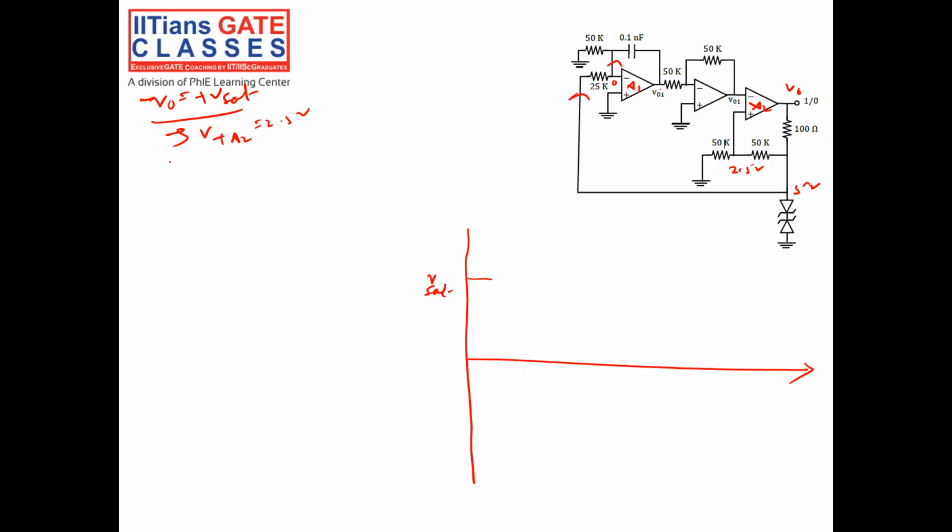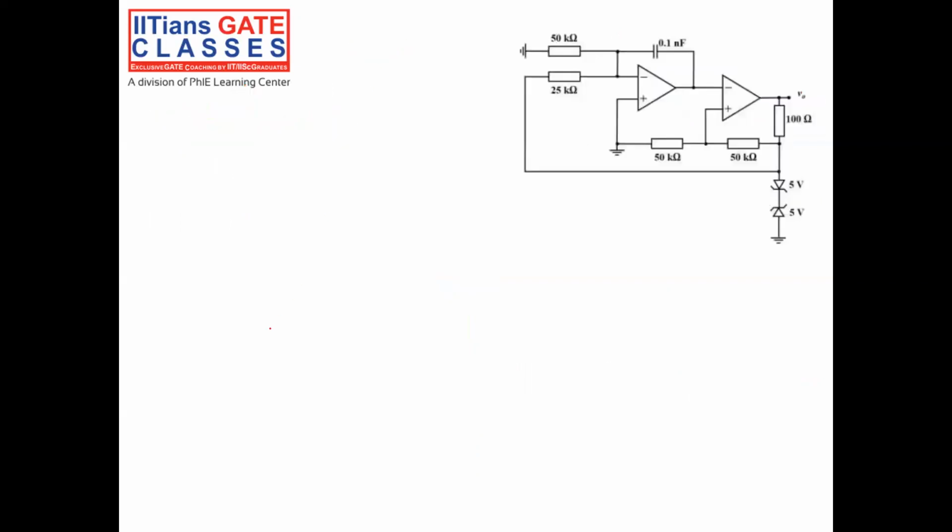So my current I will be 5 volt divided by 25K, right? So what will happen to V01? This is V02. V01 will be, we have seen here, right?